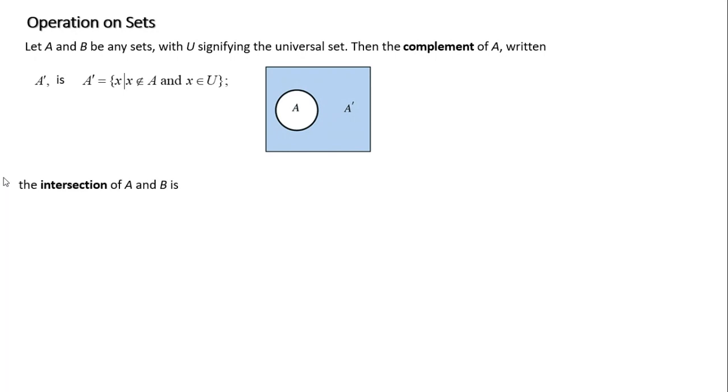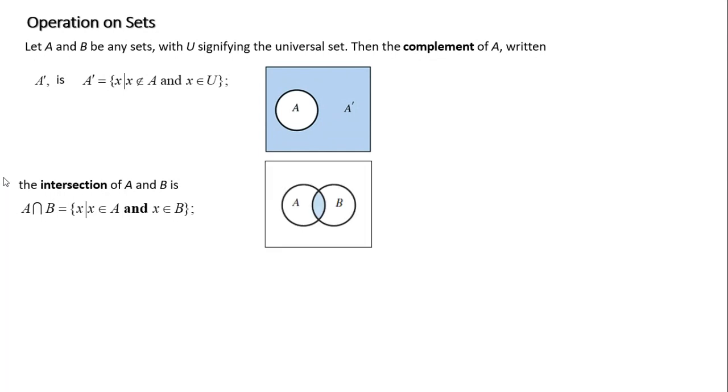How about the intersection of A and B? In set builder notation, we read this as x such that x is an element of A and x is an element of B. So the way we look at that in our Venn diagram is the region where they overlap, that shaded region.